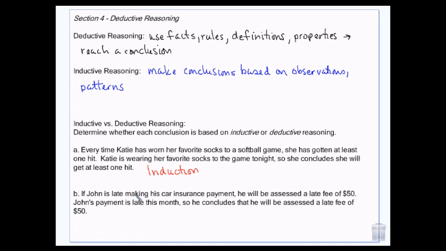Okay. If John is late making his car insurance payment, he will be assessed a late fee of $50. John's payment is late this month, so he concludes he will be assessed a late fee of $50. Deduction, right? Because it's based on fact. The fact is, if you pay late, they charge you a fee. So induction is observations and patterns. Deduction is like cold hard facts.